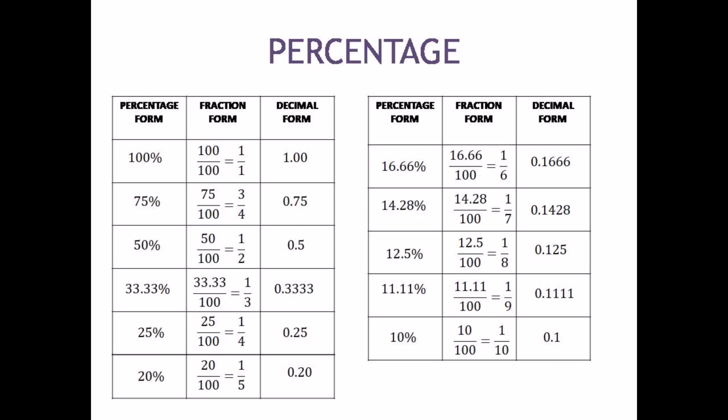Next, 75% can be written as 75 by 100, that is 3 by 4. Using decimal we can write it as 0.75. Similarly, other percentages can be written using both fraction and decimal form. Memorizing these values will help in solving the problems faster.